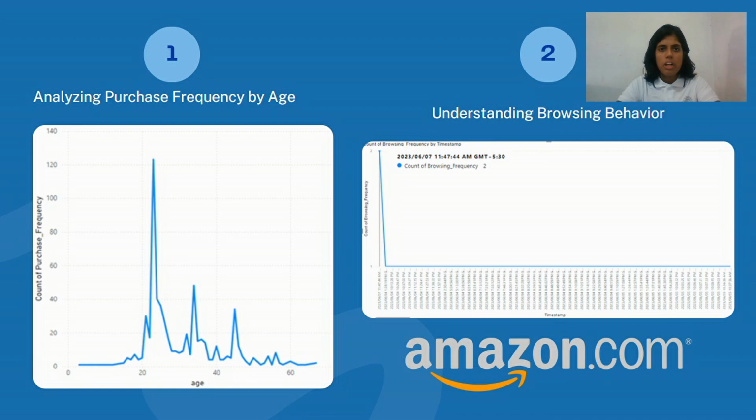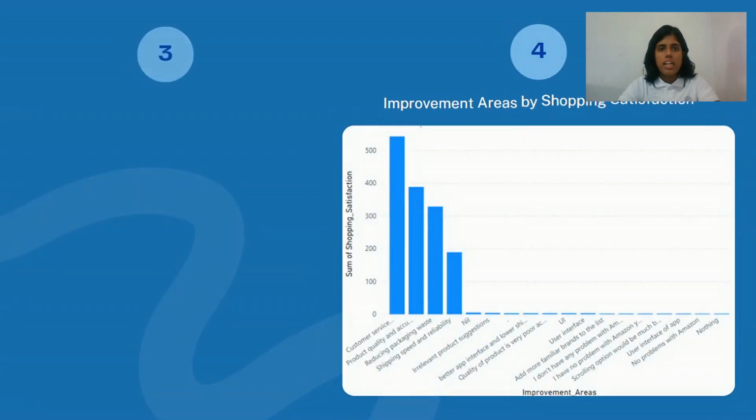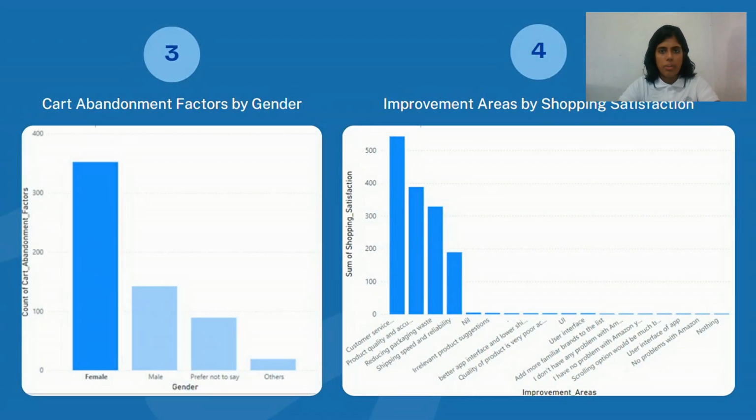Now let's explore the cart abandonment factors by gender using the third bar chart. This data shows the female have the highest cart abandonment count at 352, significantly higher than the other genders. Understanding this gender influence on cart abandonment tendency allows Amazon to address the issues effectively, reducing the cart abandonment rate and increasing the conversion rate.